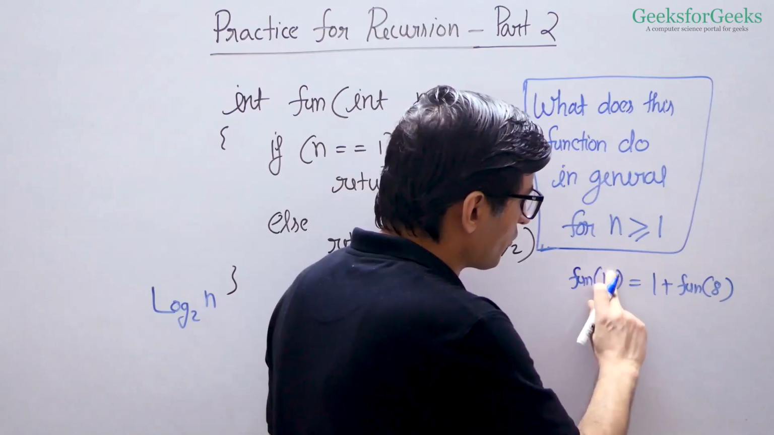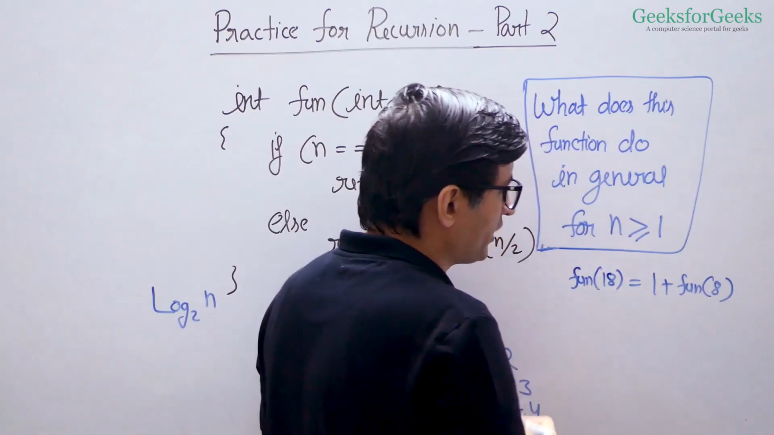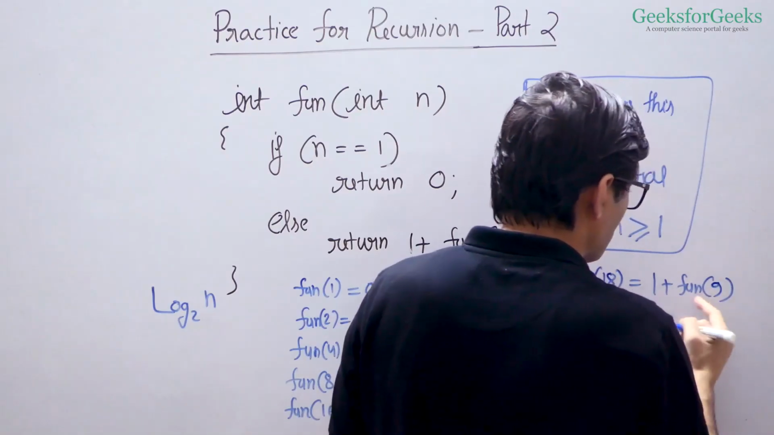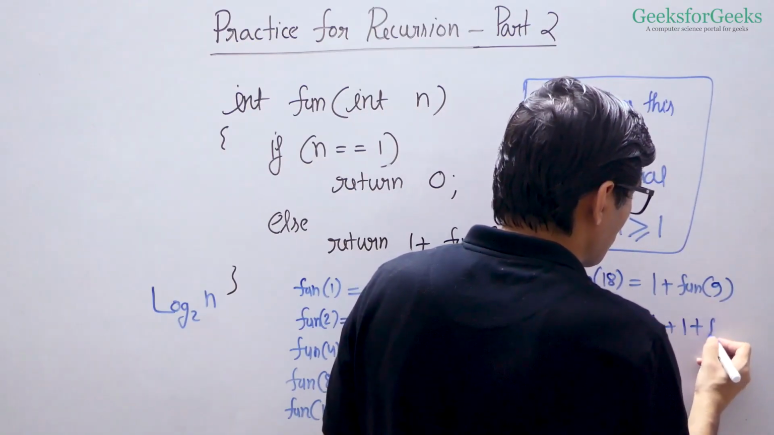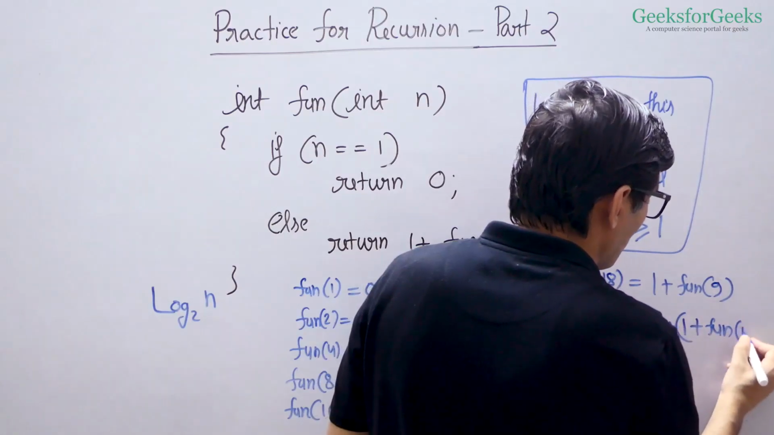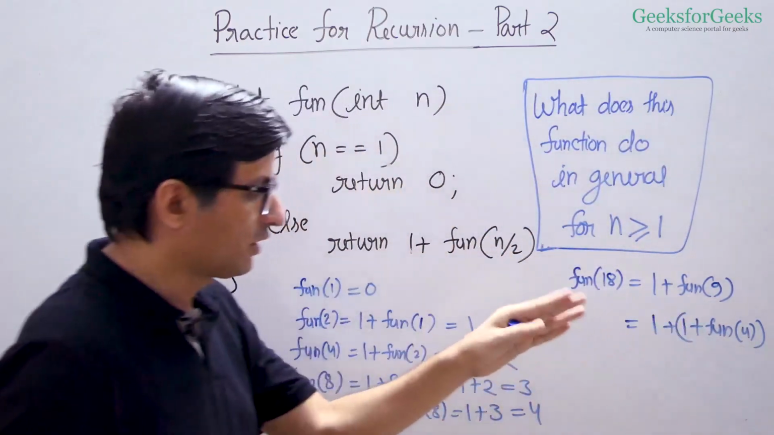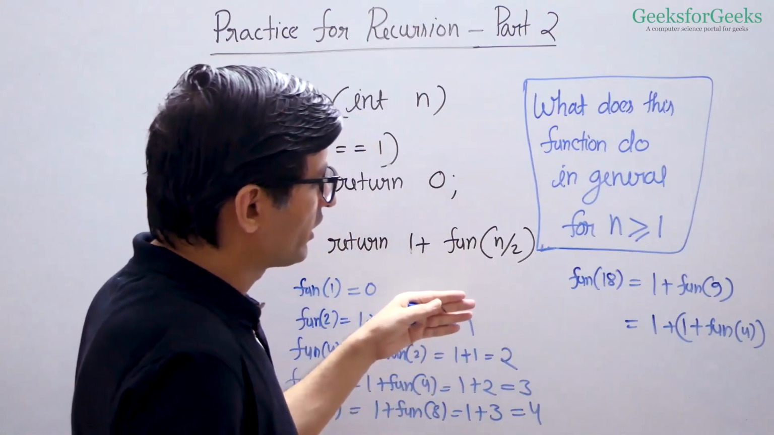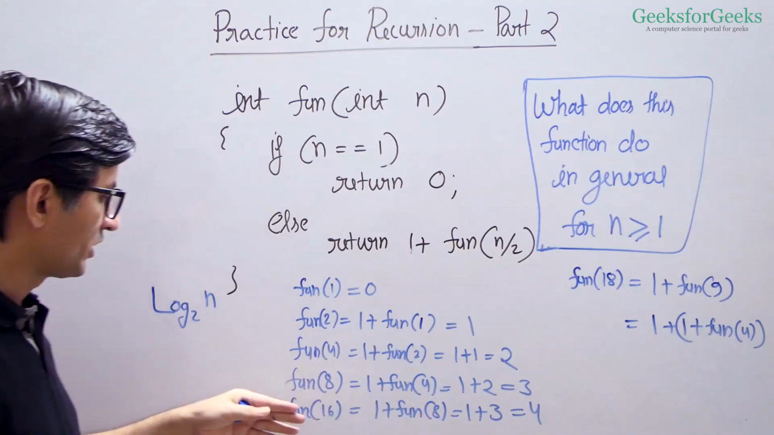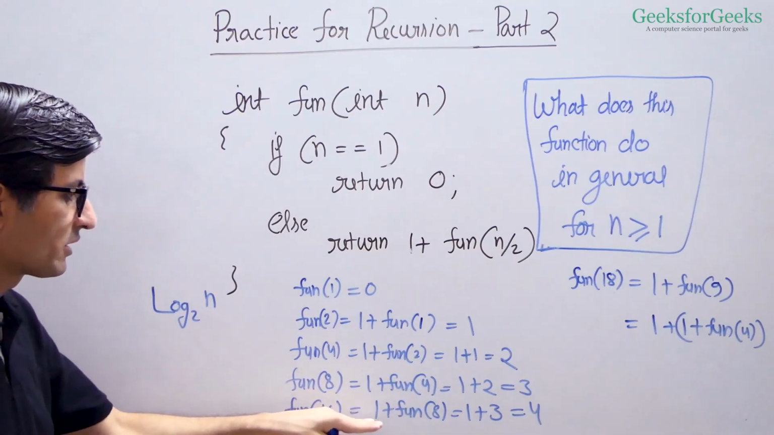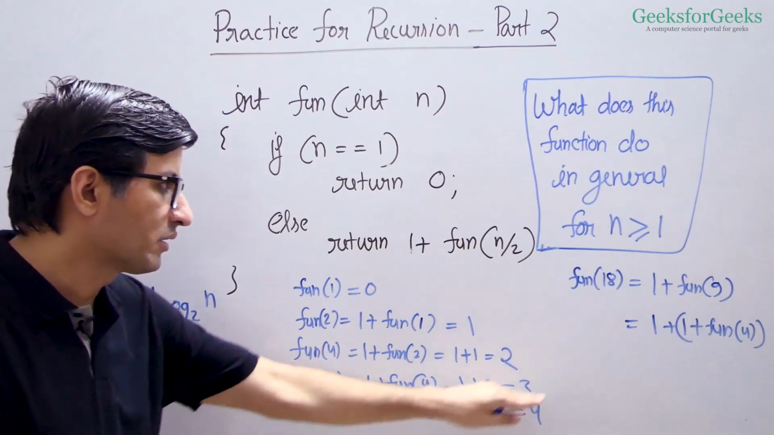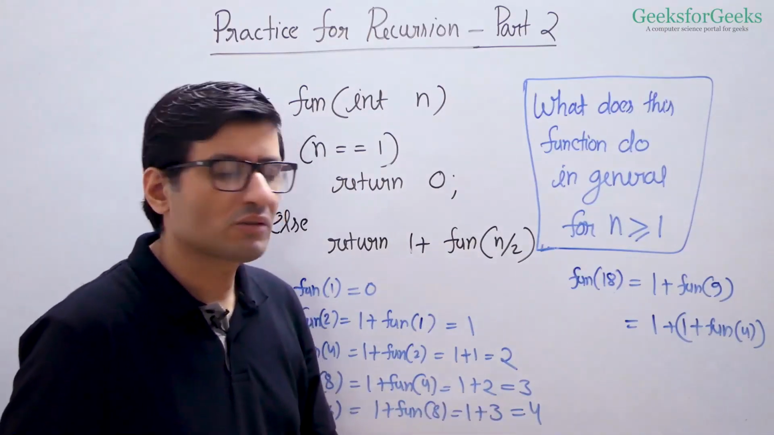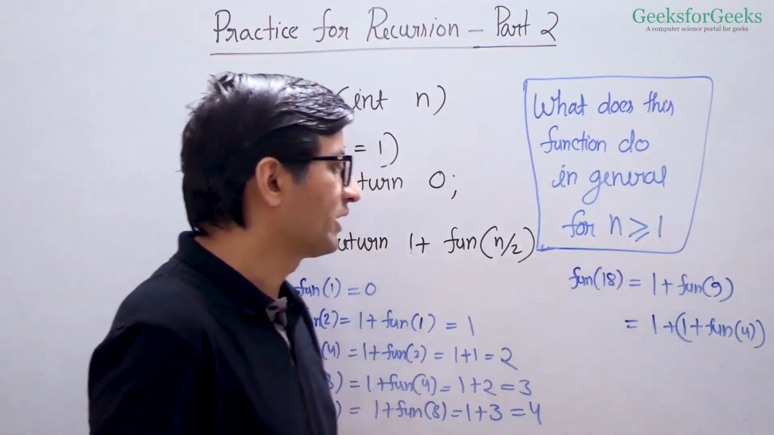In fact, if you call it for 18, then it's going to call 1 plus fun9, and then fun9 is going to call 1 plus fun4. And here you again remove the remainder, right? So for 18 also, you are going to get the same answer as 16. You will get 1 plus 3. And 17 also, you got the same answer, which was 1 plus 3, because it was 1 plus fun8.